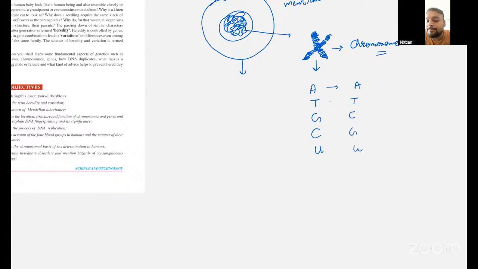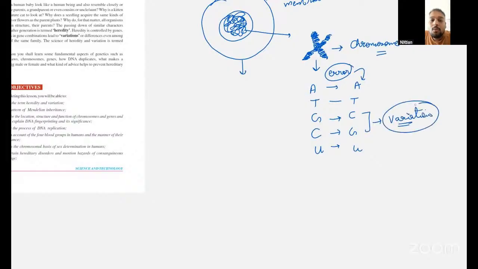This will be the error. Now, because of this error while copying, we got a variation. This is called variation. So what we can say is that the parent and the offspring will never be the same. There will be a little variation.